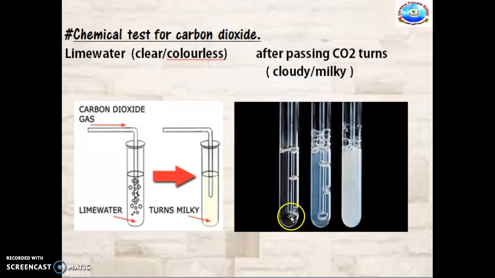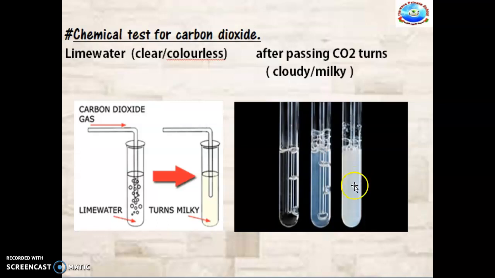The first test tube shows a clear solution of lime water. When carbon dioxide is passed, you can see the formation of bubbles. In the second test tube, you can see this solution has turned a little milky as compared to the first test tube. And if we compare with the third, you can see the solution has changed totally cloudy and milky.